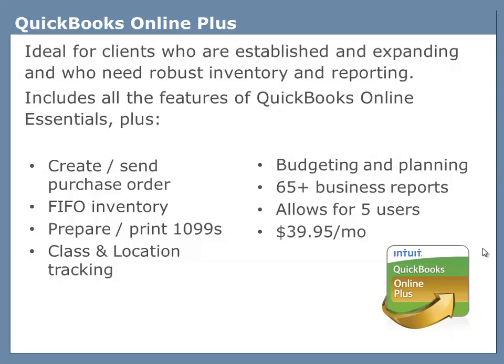The highest level of subscription is QuickBooks Online Plus. These are for small businesses who need class and location tracking. They maybe have some inventory and need quantity on hand. They really do need budgeting. They want to be able to prepare and print their own 1099s. They need more than the 3 users. You get 5 users with the subscription plus the 2 accountant users.